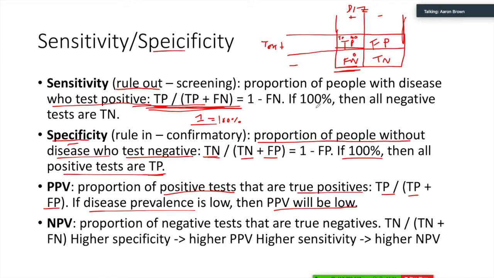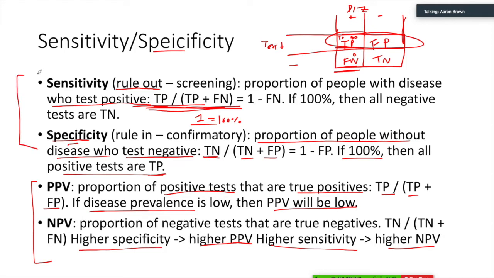And so in terms of calculating, you just want to take the first two numbers in your chart. True positive and false positive are going to be involved there. Negative predictive value is the proportion of negative tests that are true negative. This is also going to be dependent on prevalence, but in general, higher specificity gives you a higher positive predictive value. Higher sensitivity gives you a higher negative predictive value. Okay? That's generally speaking, but again, these two are going to be dependent on the disease prevalence.